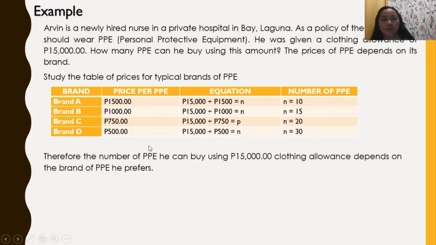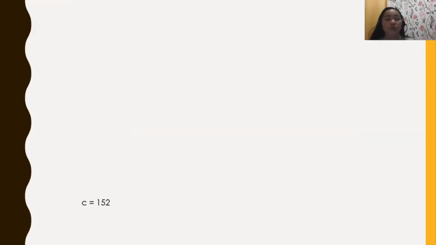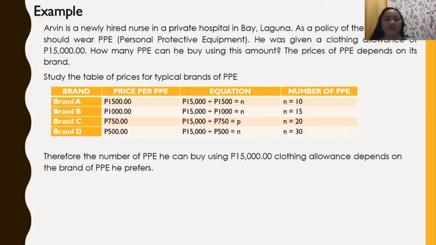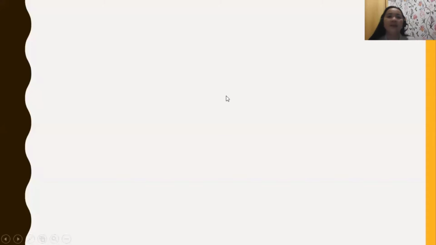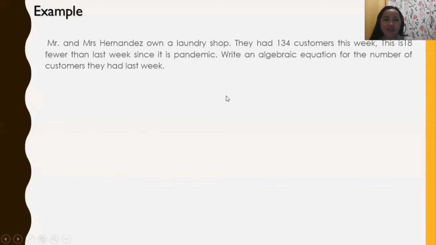So now, therefore, the number of PPE he can buy using 15,000 pesos clothing allowance depends on the brand of PPE he prefers. So, ibig sabihin, depende yan sa gusto niyang brand na bilhin. Kung yung mura ba or yung pinakamahal. So, the number of PPE depends on his brand that he is going to choose. Now, let's proceed to another example.